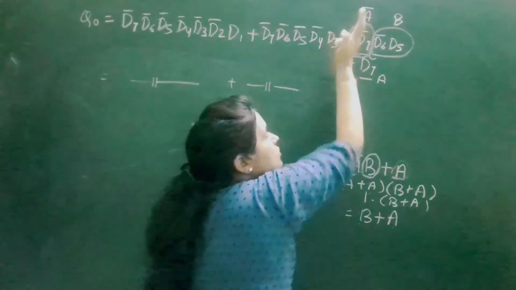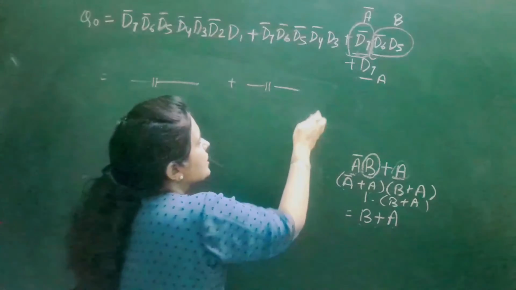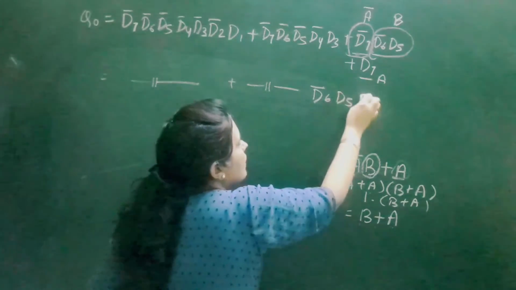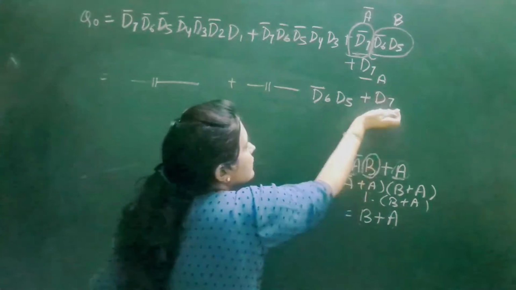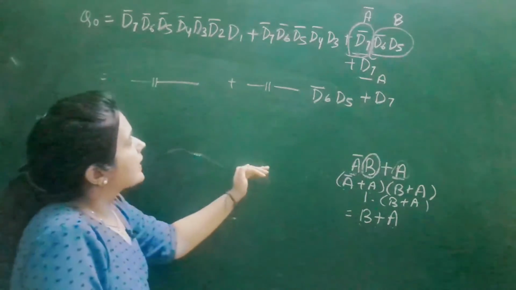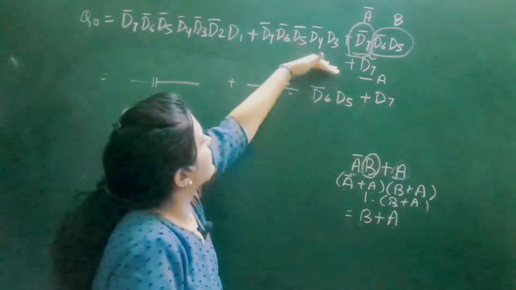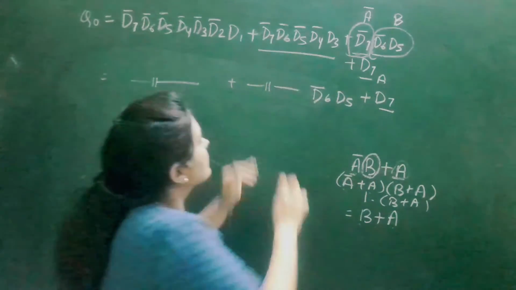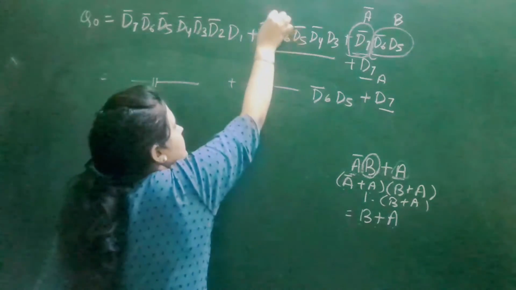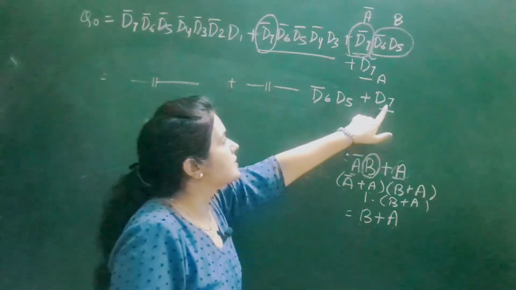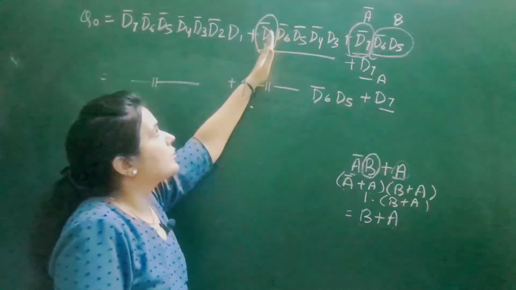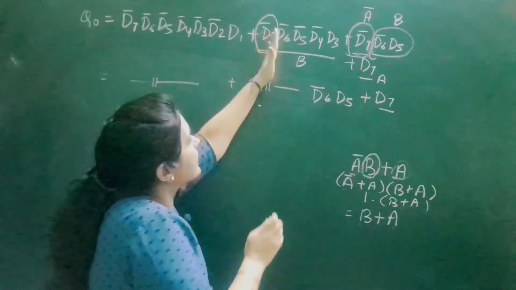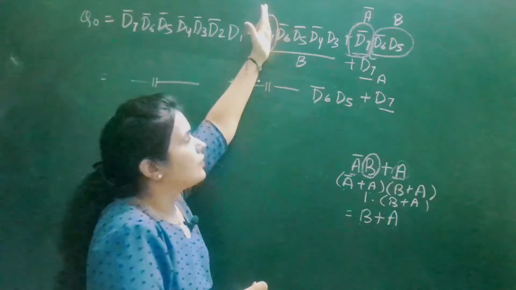Okay, so we can simply eliminate this D7's complement. So the expression will be D6 complement, D5 or D7. Okay, now we can take this D7 with this term. In this way we can eliminate this D7, because here this is D7 and this is complement of D7, and we can assume this whole term as B. So we can eliminate this complement of D7.